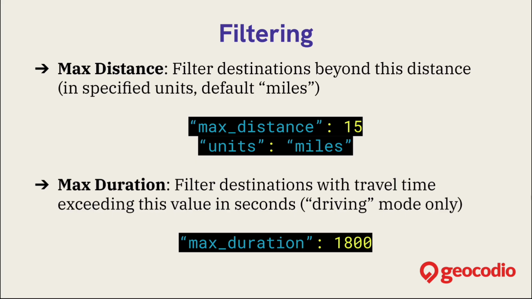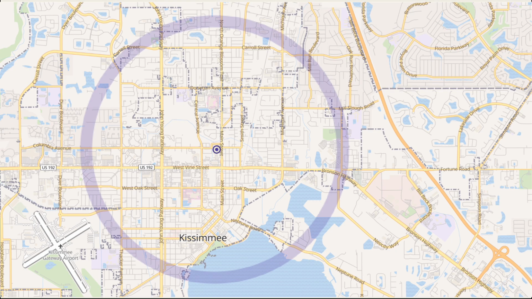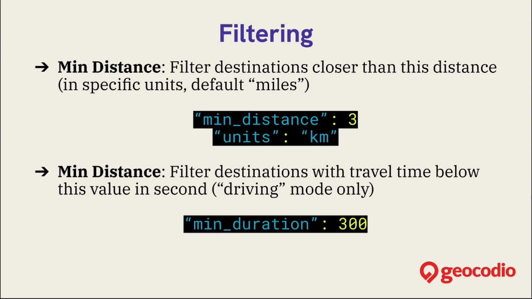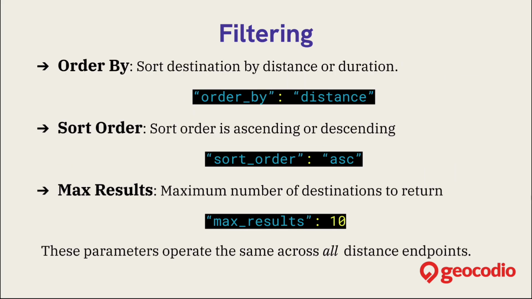The API also supports filtering. Use max distance to limit results to a certain radius, say 15 miles. Use max duration to filter by drive time, specified in seconds. 1800 would give you locations within a 30-minute drive. There's also min distance and min duration if you need to exclude locations that are too close. And you can sort results by distance or duration, ascending or descending, and use max results to cap how many destinations come back. These parameters work the same way across the distance endpoint, the distance matrix, and async distance jobs.